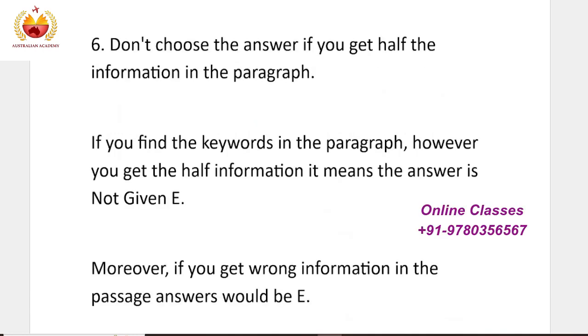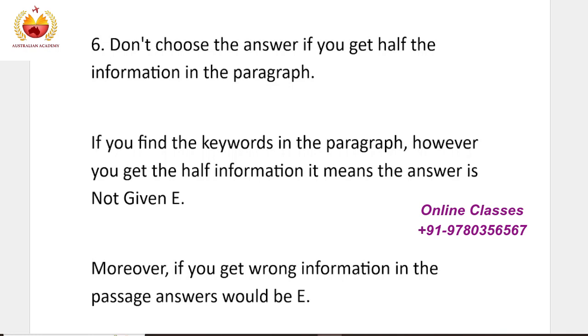Okay? And the last thing today is, do not choose the answer if you get half the information in the paragraph. So what does half the information mean? If you find the keywords in the paragraph, however, you get only half the information, it means the answer is E, not given. That is again a very tricky thing, whether it should be A, B, C, D or E. E means not given, and not given doesn't mean you don't get anything in the passage. You will definitely get the topic words, because this question is related to the passage. So you'll get the topic word, but you won't get the keyword.